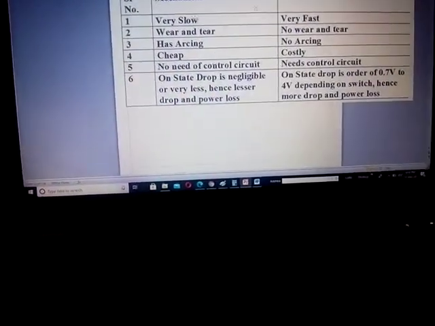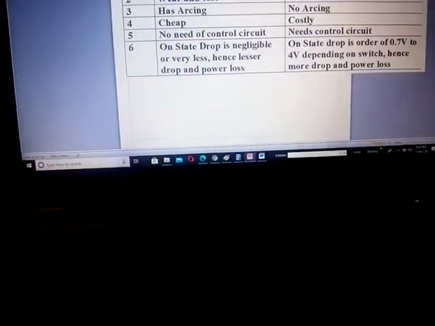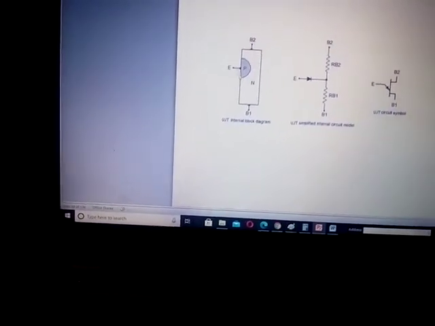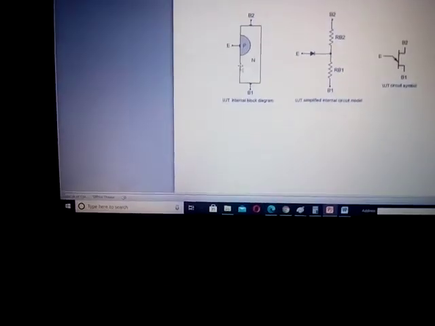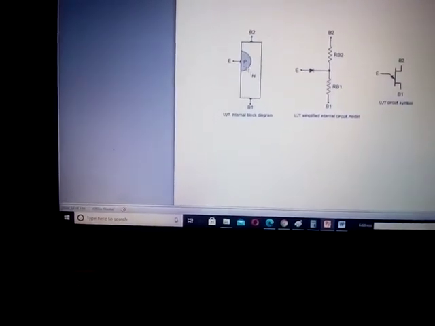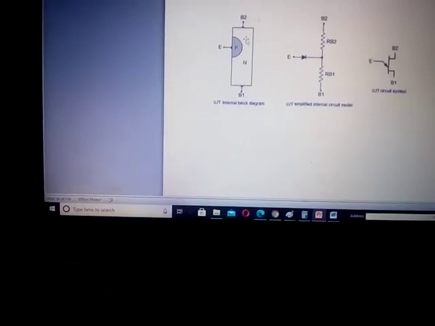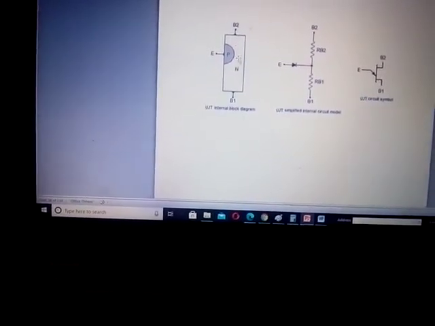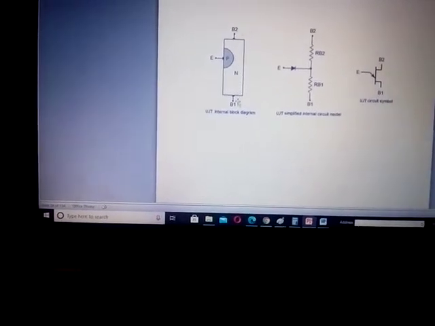So it is a transistor but has only one junction. You can see here only one junction. P is emitter, and B1 and B2 are base 1 and base 2.